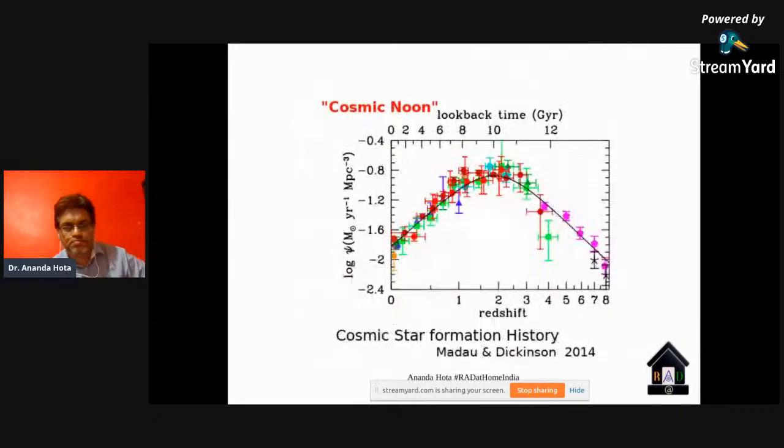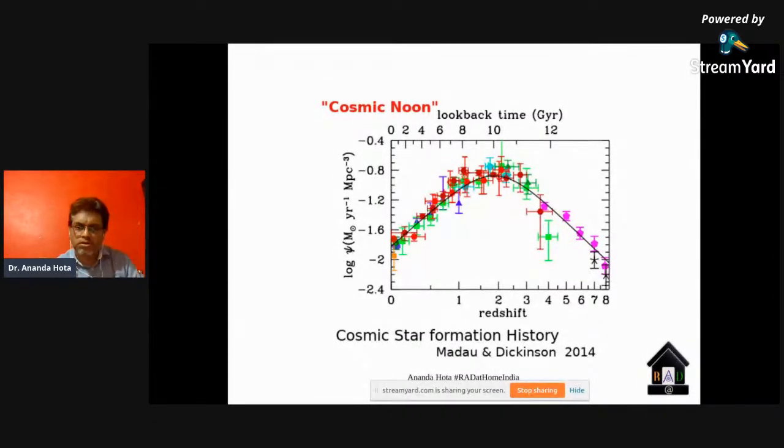So what else? You can understand at what rate they are forming stars. Our Milky Way galaxy forms roughly one solar mass of stars per year, roughly one new star forming every year. And roughly in 10 years, one supernova explosion happens.